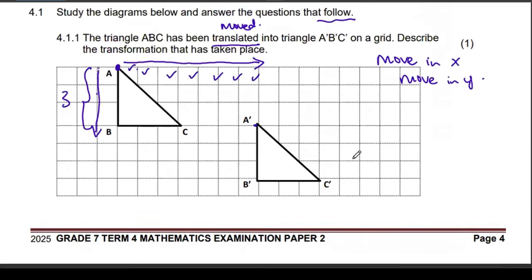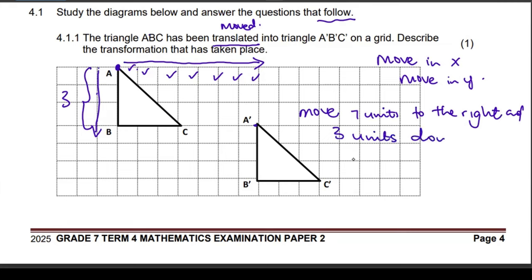So how do we describe this? I'm going to say that we move or slide 7 units. A block is a unit, right? 7 units or 7 blocks to the right. And then 3 units down. Okay, so when you move down, you must indicate down. When you go up, you have to tell us up. When you go to the left, it should be left. When you go to the right, it's right. So basically, that is how you describe the translation that took place. So you move 7 units to the right, and then 3 units down.